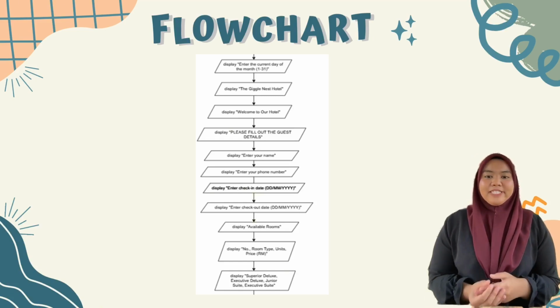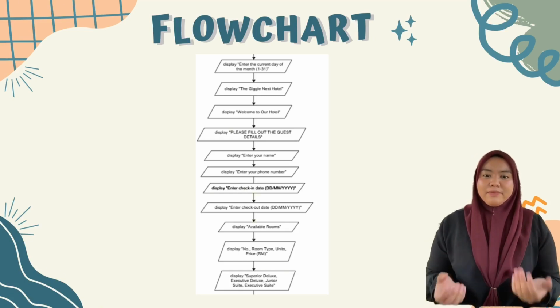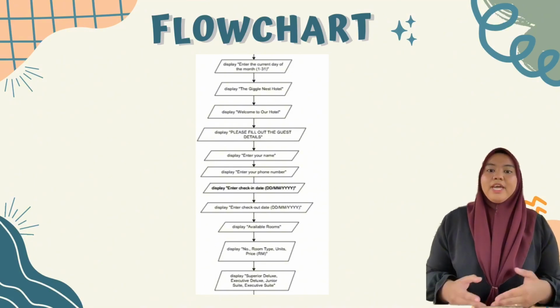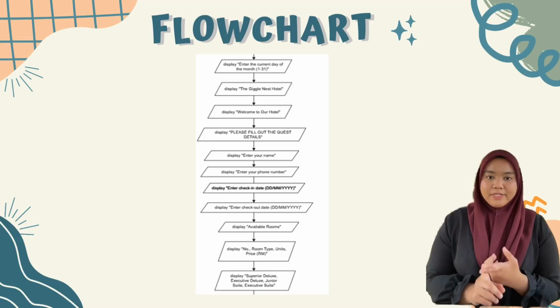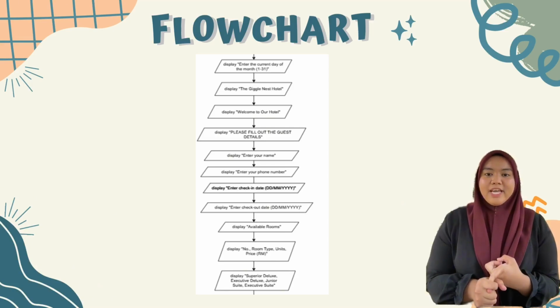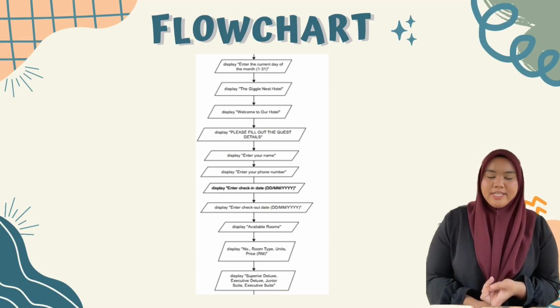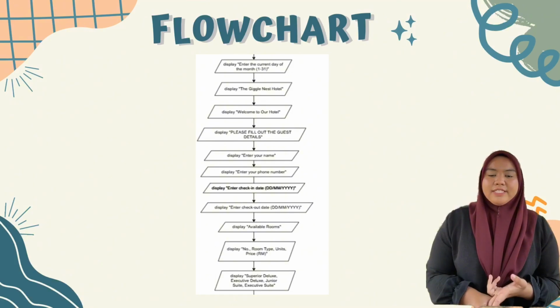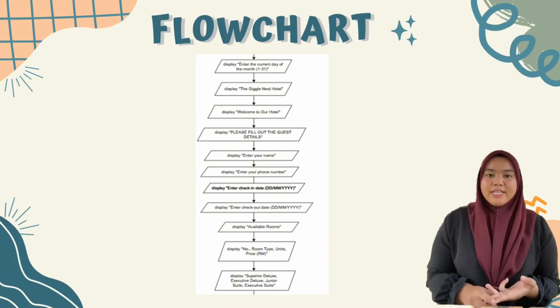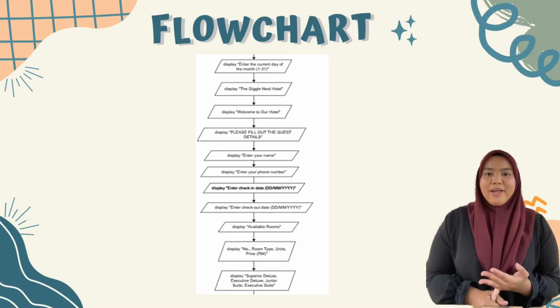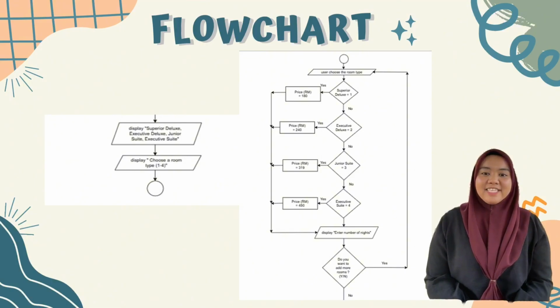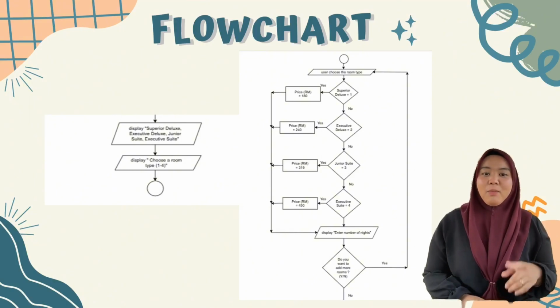The system first displays a list of available rooms with their types, units, and pricing in RM. The room types include, first one is Superior Deluxe, RM 180, second, Executive Deluxe, RM 240, third, Junior Suite, RM 319, fourth, Executive Suite, RM 450. The guest selects a room type by entering a number from 1 to 4.